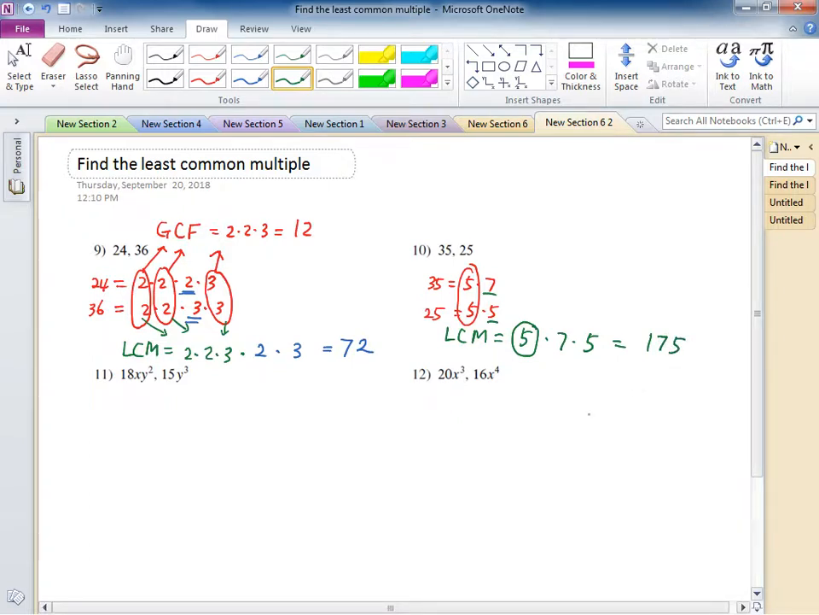Now let's look at monomial. Monomial is with only multiplications.